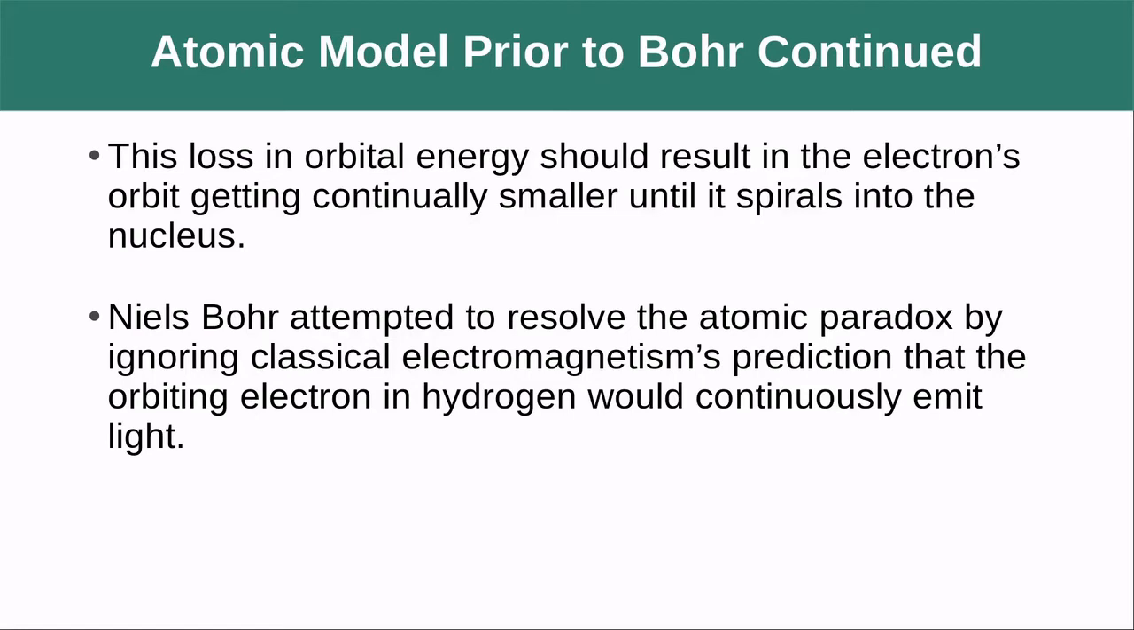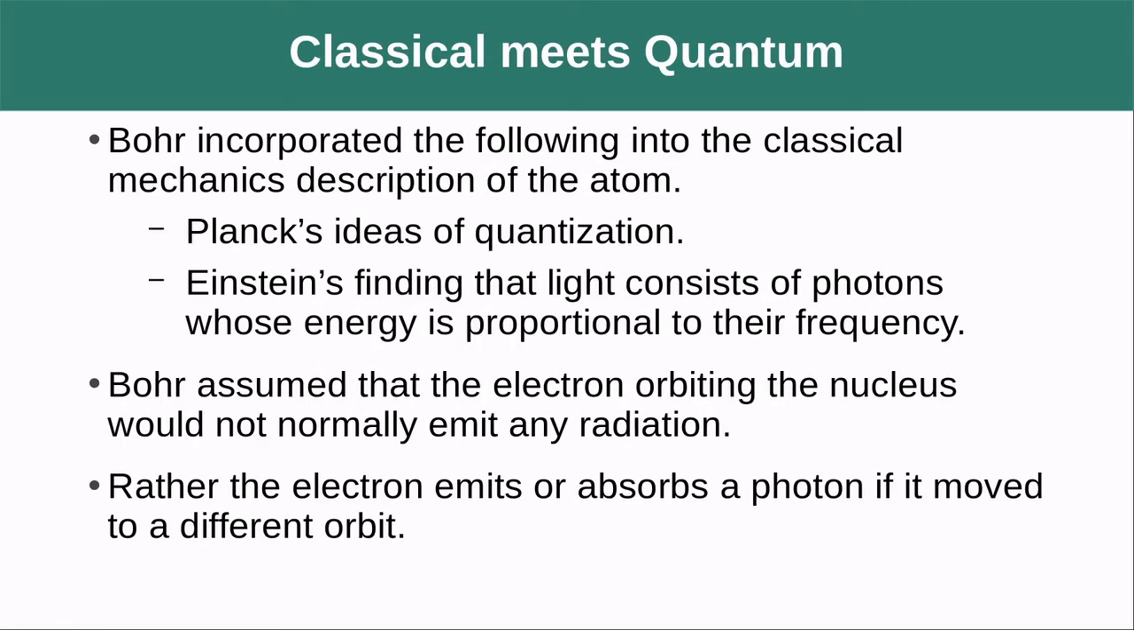So he attempted to resolve this atomic paradox by ignoring classical electromagnetism's prediction that the orbiting electron in hydrogen would continuously emit light. So he said it's not going to shoot off light. Instead, he's bringing in a lot of ideas from Planck about quantization and the idea that light consists of photons, and he starts to assume that the electron orbiting the nucleus would not normally emit any radiation. Rather, the electron emits or absorbs a photon if moved to a different orbit.